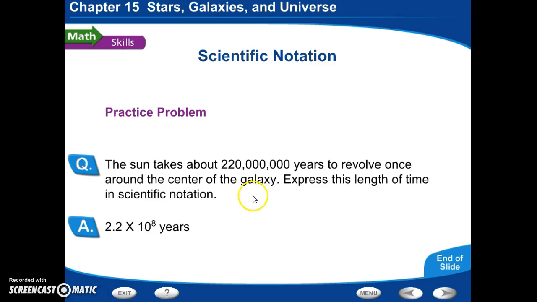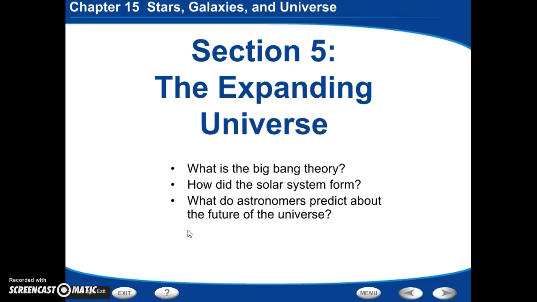Let's look at this one. If it takes 220 million years for the sun to revolve once around the center of the galaxy, then express the length of time in scientific notation. So we have to make this number greater than 0 and less than 10. So that means our decimal has to land right here. So it's 2.2. To get there, we would have to go 1, 2, 3, 4, 5, 6, 7, 8. So 2.2 times 10 to the 8 years.